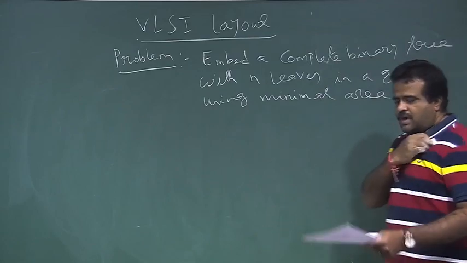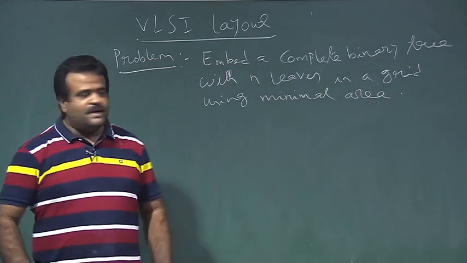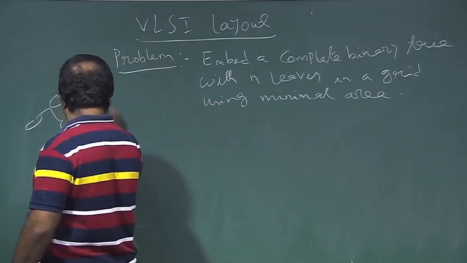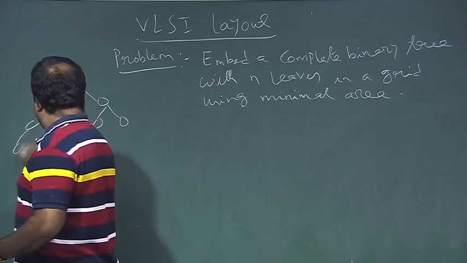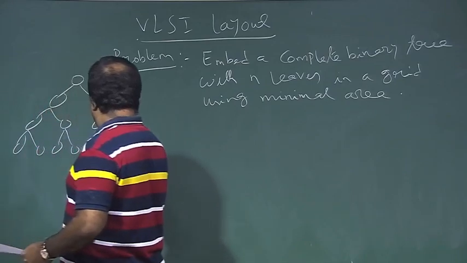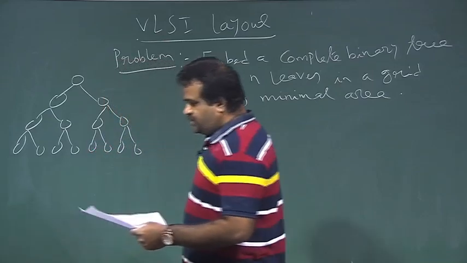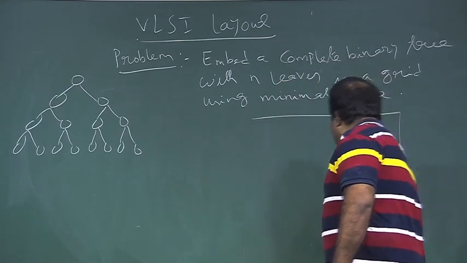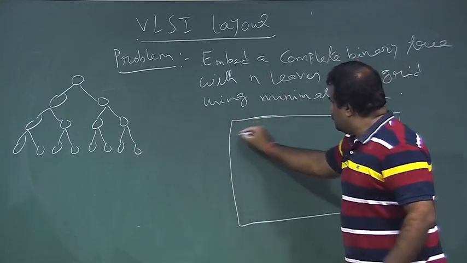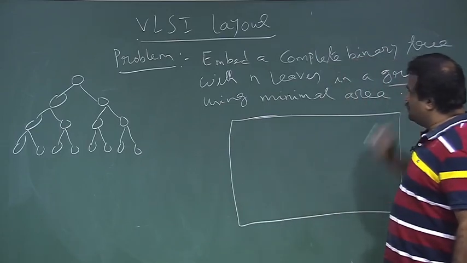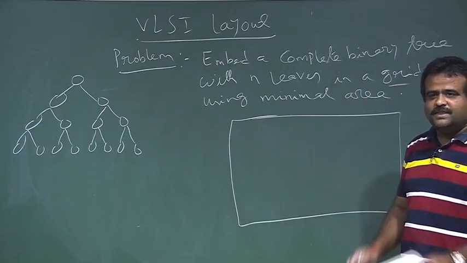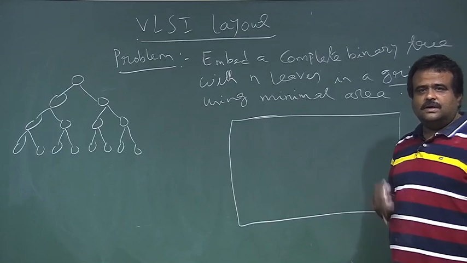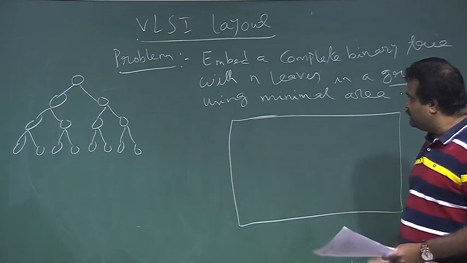In which we have to embed a tree, a complete binary tree like this. So, this is the tree. So, this tree we have to embed in a rectangular chip, in a grid, so that it should take the minimum area. Area means this is the length, this is the width. So, the total size will be less.